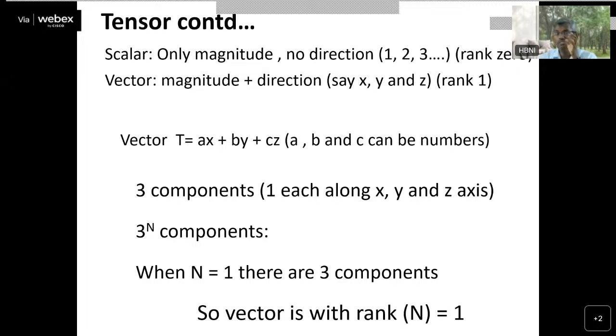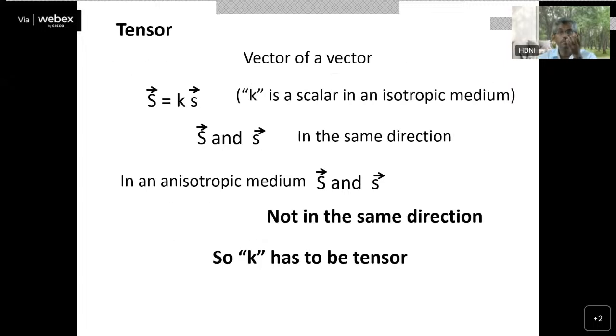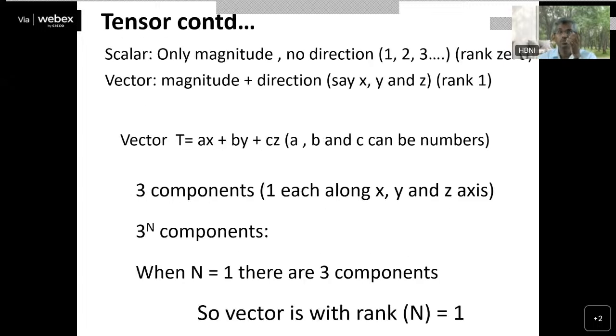So again, I am discussing tensors. Scalar we all know. Scalar means only magnitude, it is a number. Like I told, K is a number. So only magnitude, no direction: 1, 2, 3, etc. So a scalar is nothing but a tensor with rank 0.